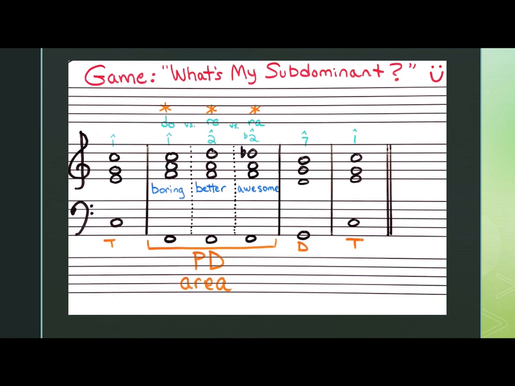Okay, so I'm going to play the 4 chords now, and you have to figure out which one I played in the predominant area. And again, listen for either do or re or ra on the top, and that's your answer, what you hear. Here we go.